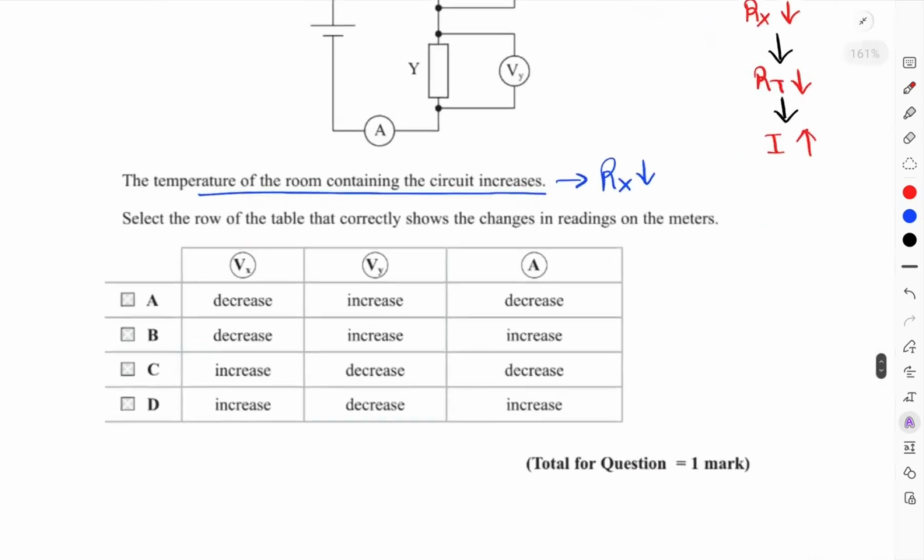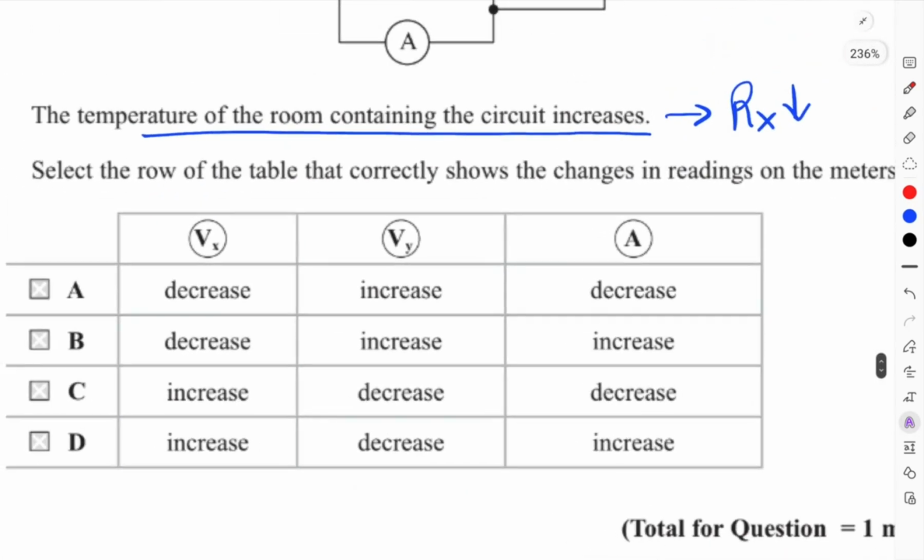So over here, if I zoom in, Vx will decrease, right? Because the resistance of the thermistor is decreasing. V and R are directly proportional. For a smaller resistance, it is going to receive a smaller voltage. So Vx is decreasing. So either these two will be the correct answer.